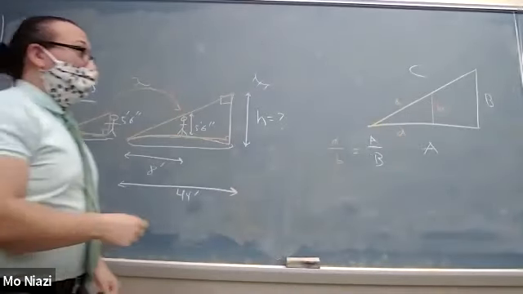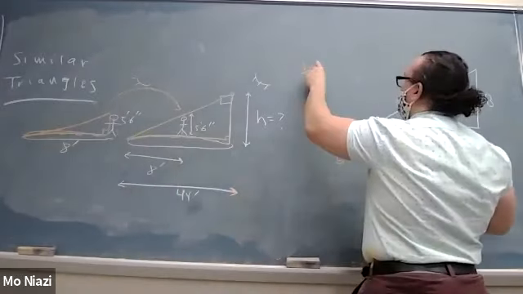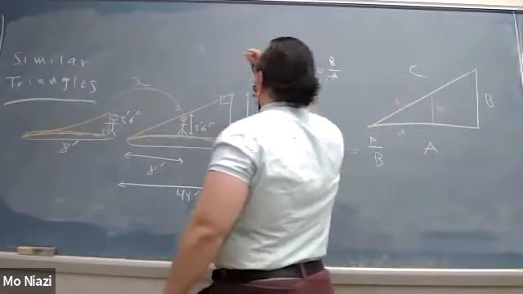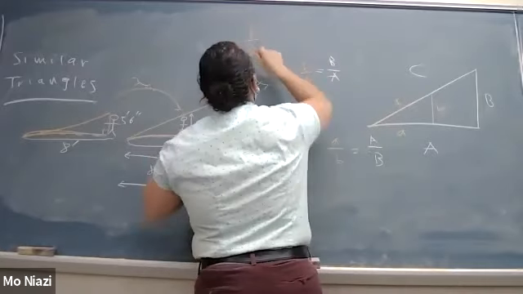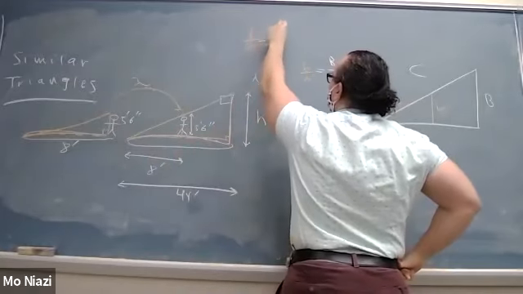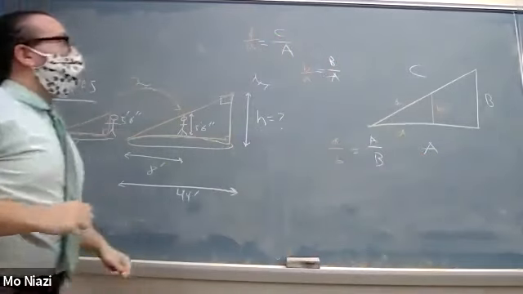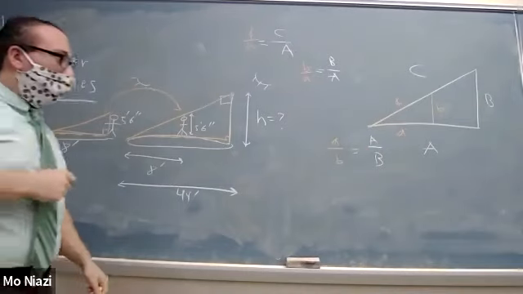If I take the ratio B over A, it should be the same thing as the ratio capital B over capital A. If I take the ratio C over A, it should be the same thing as capital C over capital A. And any kind of combination you can find. This is what triangle similarity gives you.